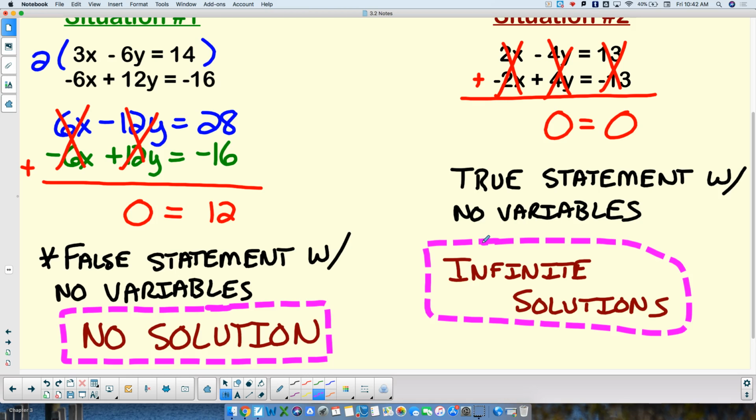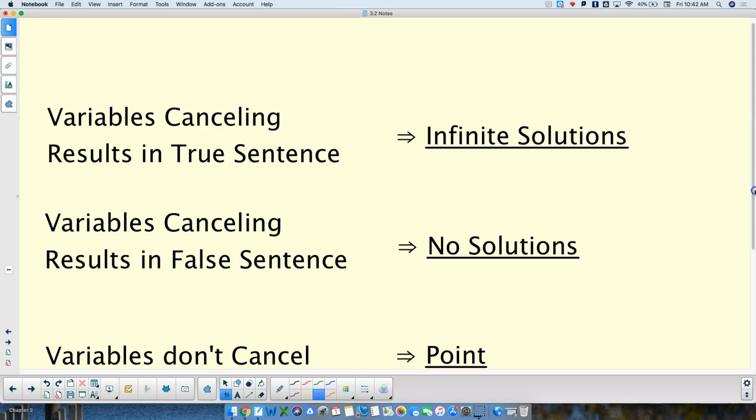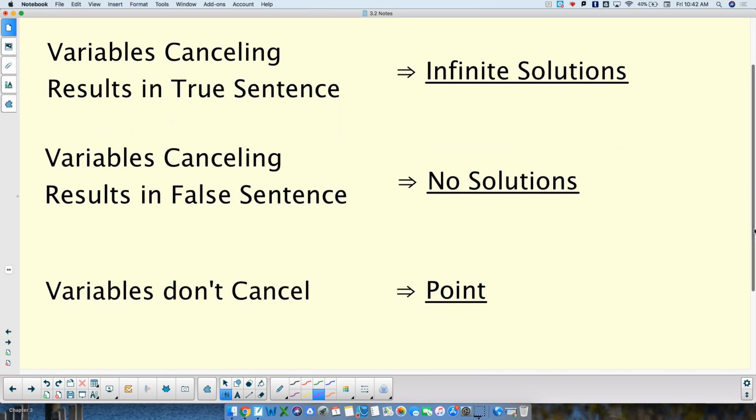Okay? Just to refresh yourselves with this slide, you already have it in your notes. We took down the exact same slide in substitution. Okay? So if the variables cancel out and it's a true statement, that's an infinite solutions case. If the variables cancel out and it's a false statement, no solutions case. If the variables don't cancel, then that is going to result in a point. Okay? And again, those are your three options. Infinite solutions, no solutions, or a point that they intersect. Okay?